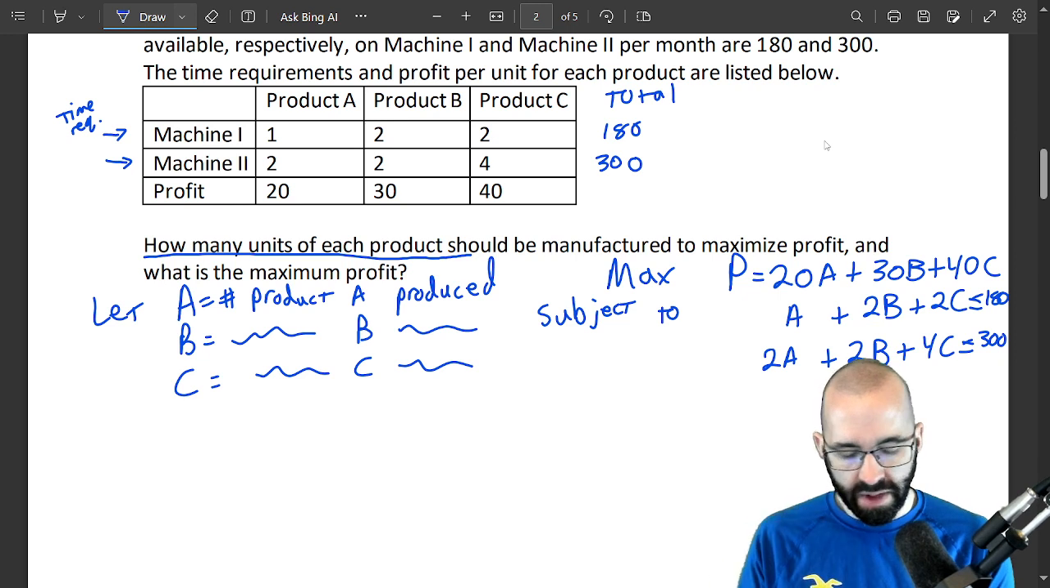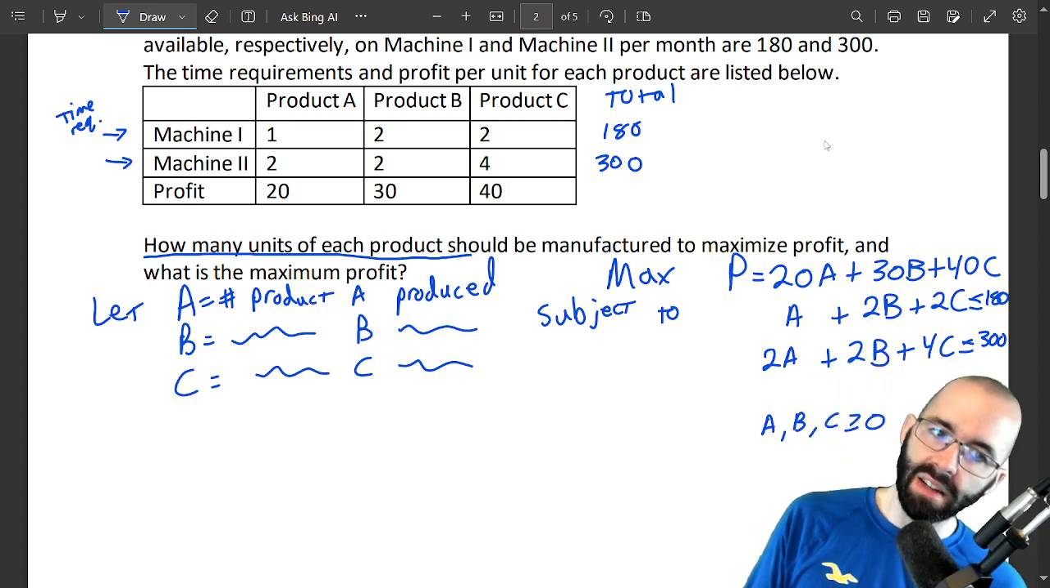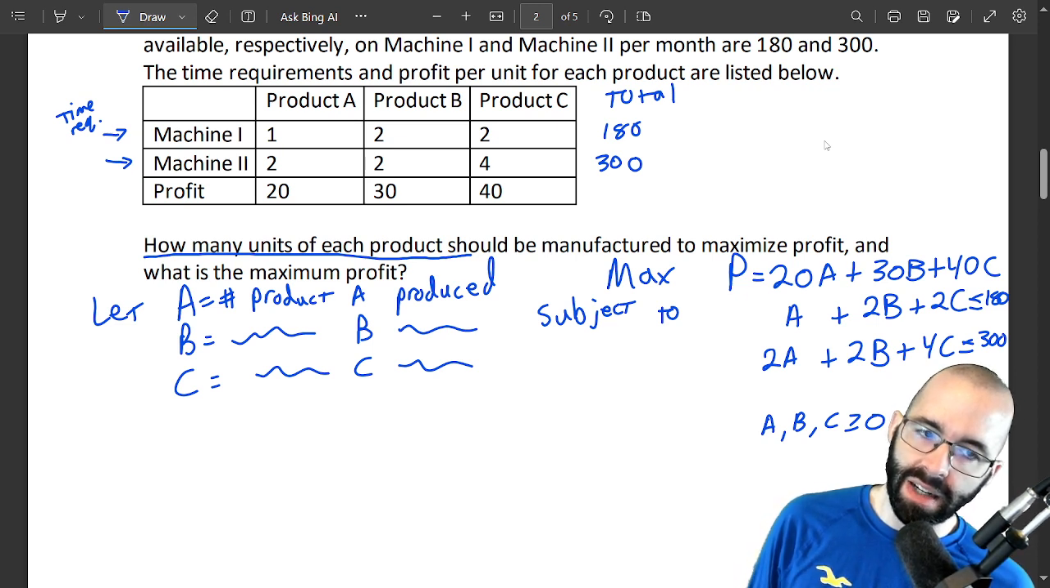All right, so I'm going to leave a little space just in case we need it. We're not making negative versions of these, so we're going to say each of these has to be greater than or equal to 0. This is shorthand that we can use.